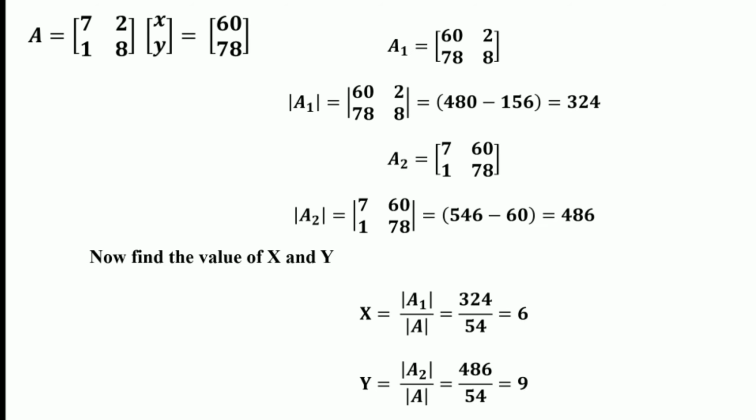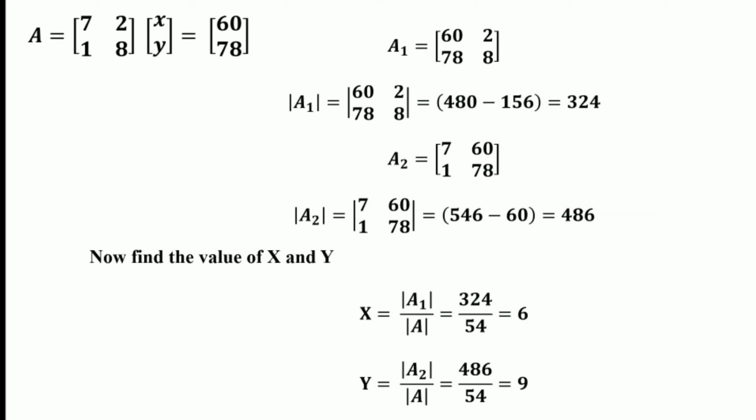After finding the determinant of the given matrix A, now we are going to form another matrix, which is known as A1, by replacing its first column of coefficients. Here the first column of coefficients is 7 and 1, which is replaced with the column vector of constants, here 60 and 78. So now the new matrix is available, that is A1, which is equal to 60, 78, and the remaining second column is 2 and 8.